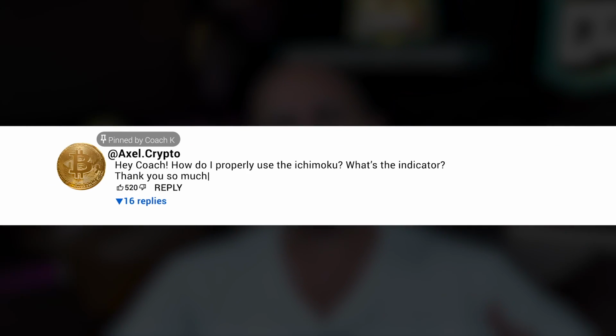These are the top tips that you guys need to know so that you can crush your trading game. I've seen a lot of you asking in comments saying, how do I use the Ichimoku? What indicators do you have? So I'm going to show you today the indicators and explain how to actually look at each part of it.